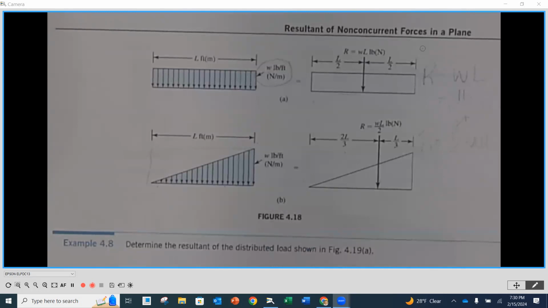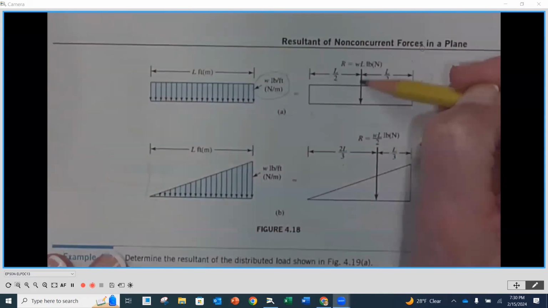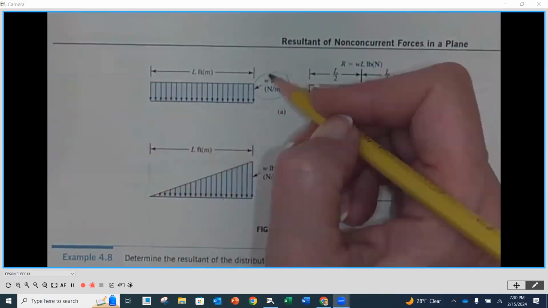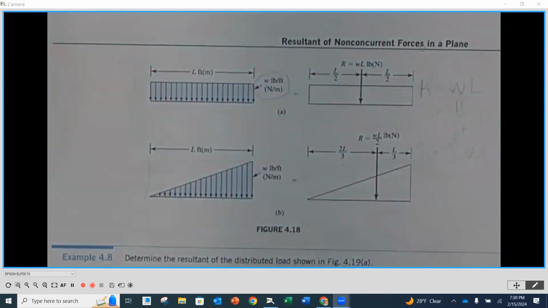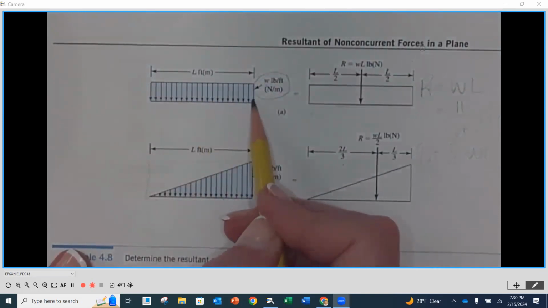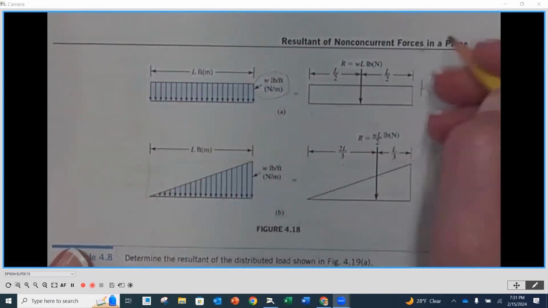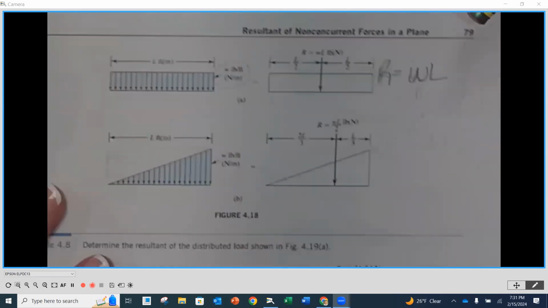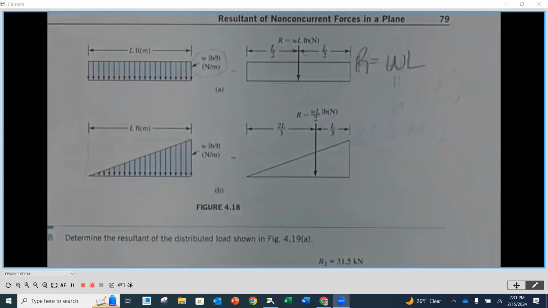And I could then concentrate that 100 pounds at the geometric center, and that's what we see right here. The resultant of this evenly distributed load would be equal to its W, whatever its weight is per unit of length, multiplied by however long it is. So that's what we see here. Resultant is equal to W times L. And that W is going to be, for instance, its weight in units of force per units of length.